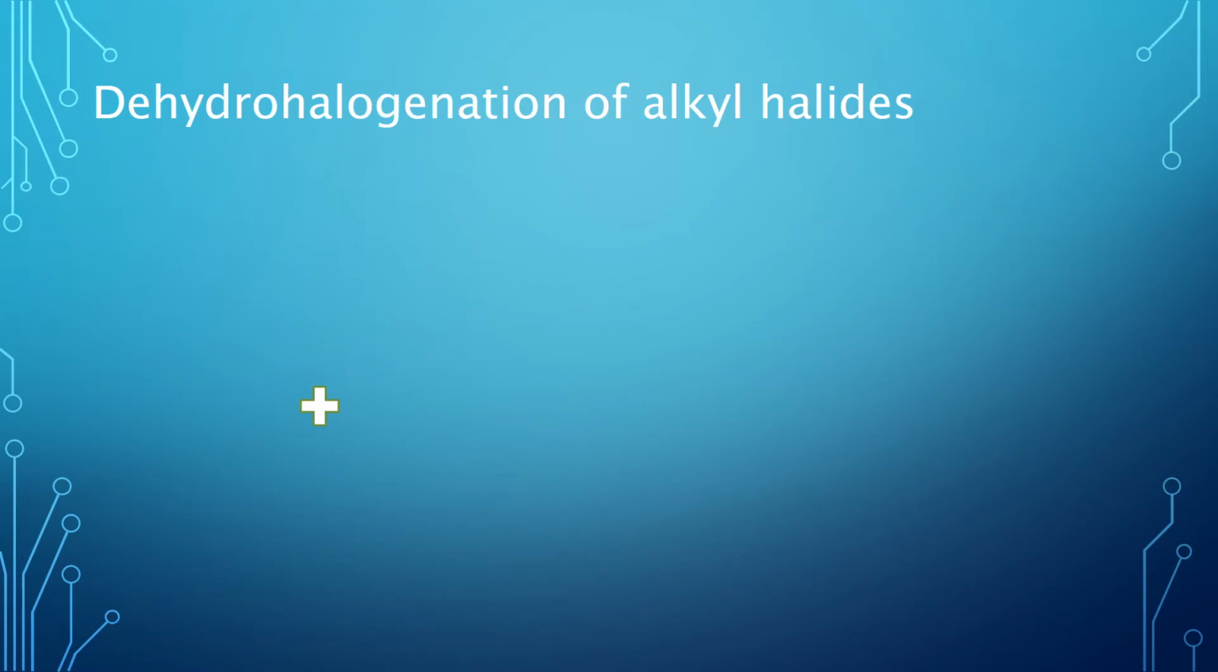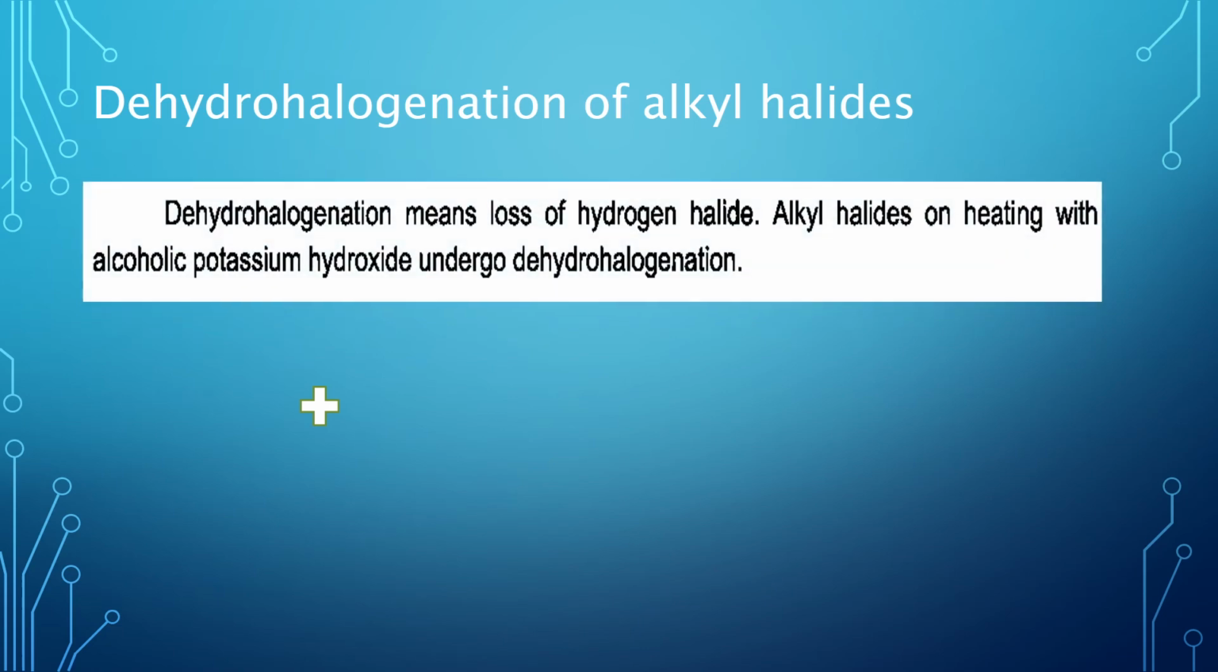Now the second method for the preparation of alkenes is the dehydrohalogenation of alkyl halides. De means removal, hydro means hydrogen, and halogenation means halogen. So removal of hydrogen and halogen atom from the alkyl halide is called the dehydrohalogenation of alkyl halides. And this dehydrohalogenation reaction takes place when alkyl halide is heated with alcoholic potassium hydroxide.